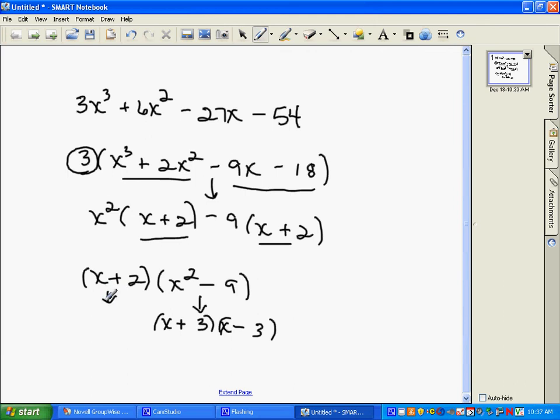We still have the x plus 2, and we still have the 3 that we had way up here that we circled. So this is our final answer to this problem.